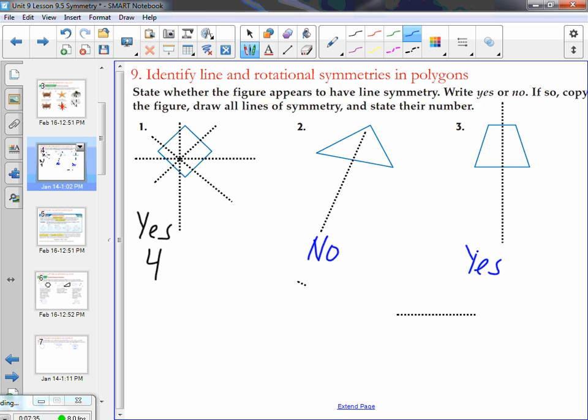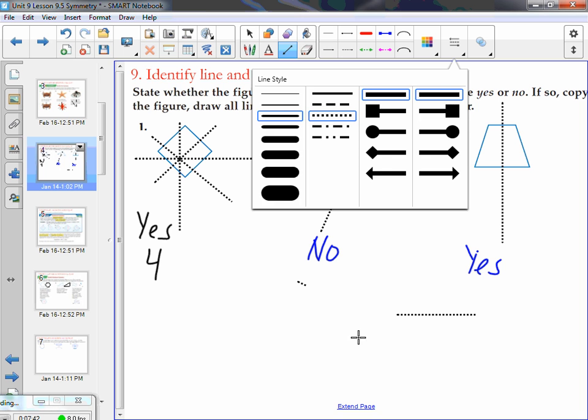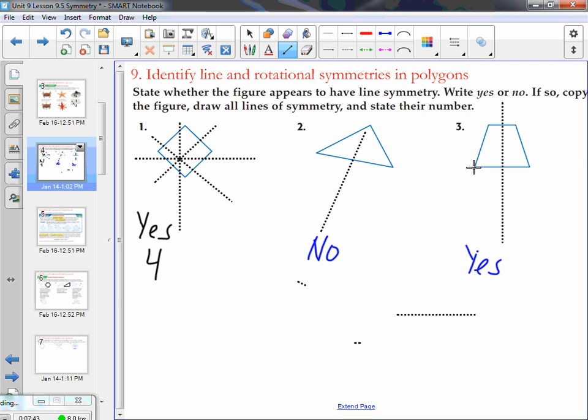Are there any other lines of symmetry? I think just that one. Let's see. You think maybe, no? Well, if that doesn't work, that won't work, right? Yeah. So just the one. So yes, and one. All right. Any questions on line symmetry?